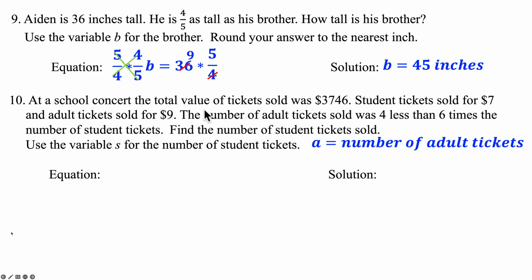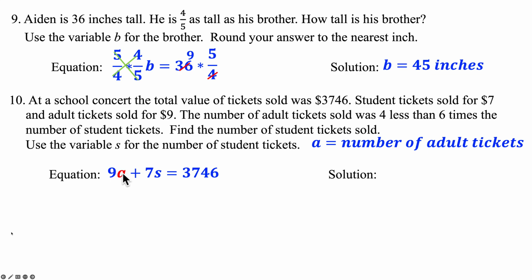Okay, so my first equation comes from this right here. The total ticket sales. So I'm going to take $7 and multiply it to S, $7 for every student ticket. And I'm going to take 9 and multiply it to A for every adult ticket. And it has to equal 3,746.